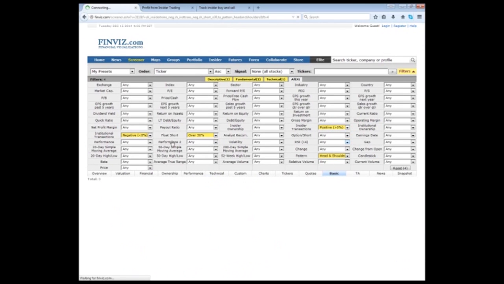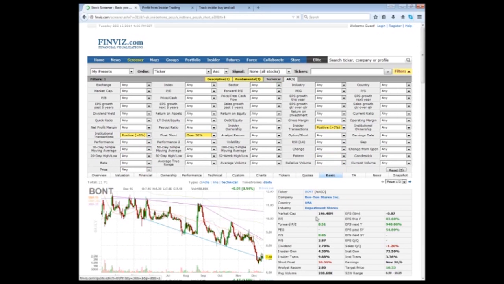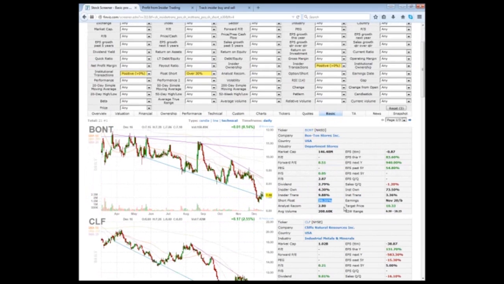We want positive insiders, positive institutions. We're not worried about the pattern at this point. We're just looking for our list. And then we get 21 stocks that meet the criteria. You can see the short float here represented in that number.